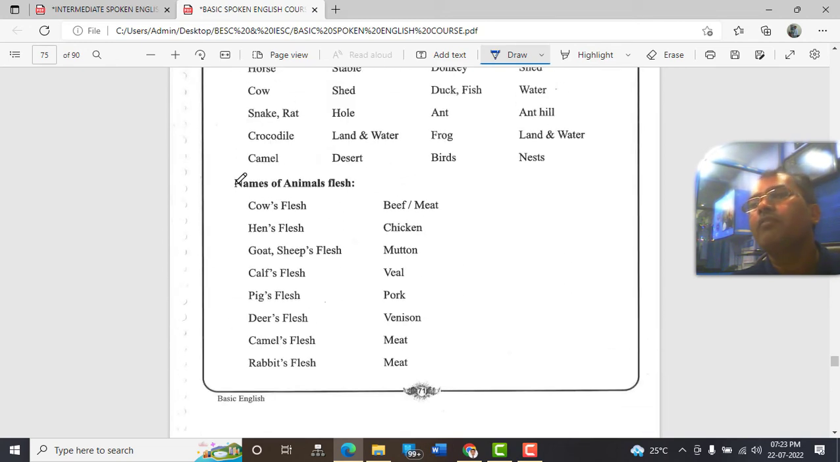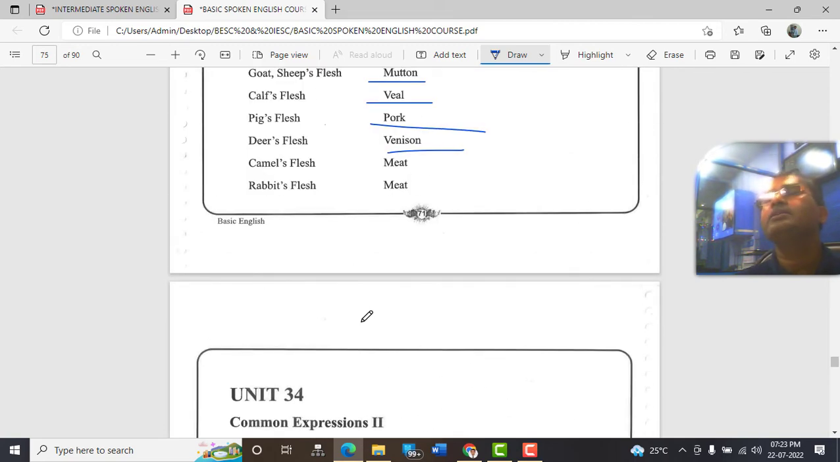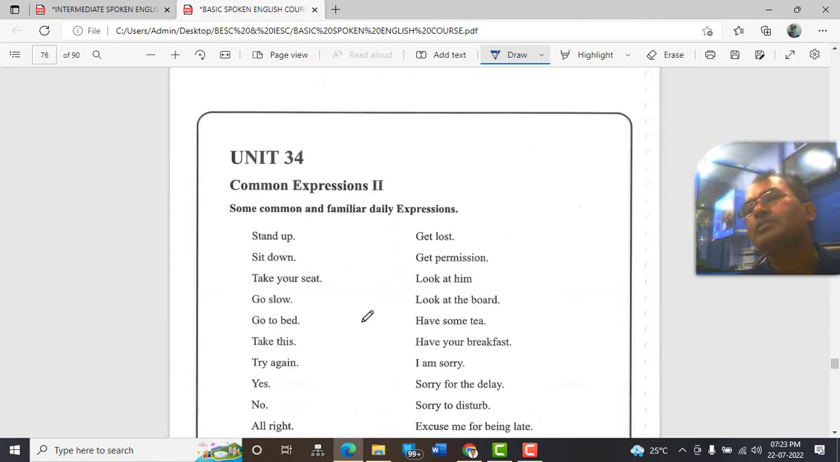Then when we talk about names of animal flesh, maybe you wouldn't have heard about this. For the first time you would be listening. Cow's flesh is called beef meat. Hen's flesh is called chicken. Goat, sheep's flesh is called mutton. Calf's flesh is called veal. Pig's flesh is called pork. Deer's flesh is called venison. Camel's flesh, again, they call it generally as meat. Rabbit's flesh is also called rabbit meat. In general, we call it camel's meat, rabbit's meat.